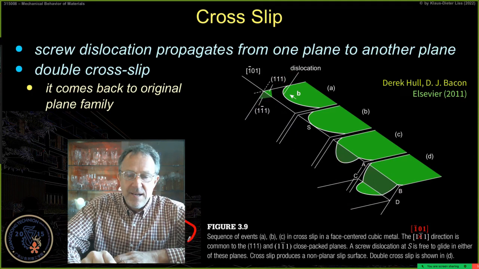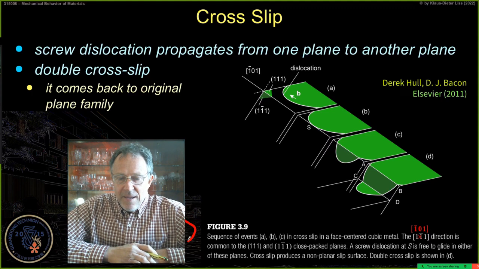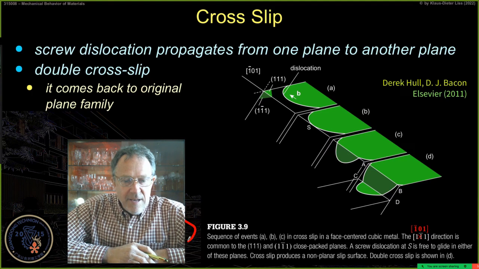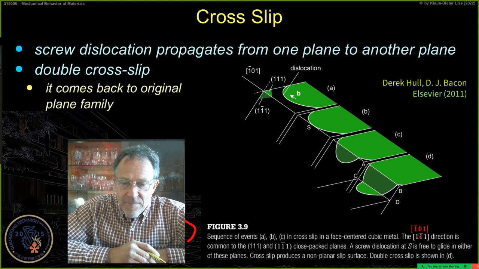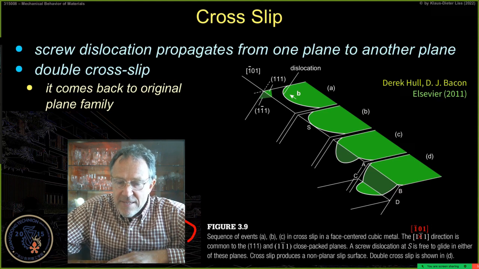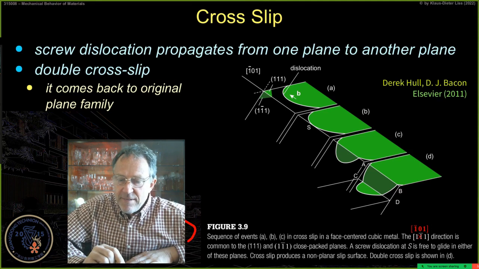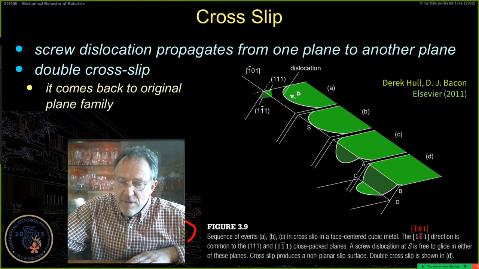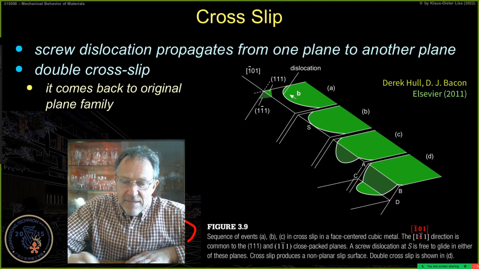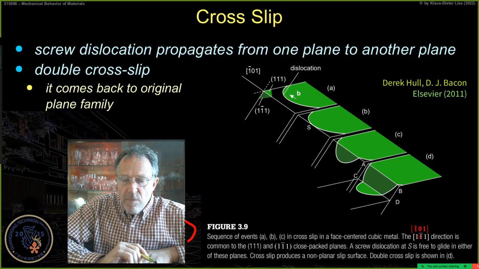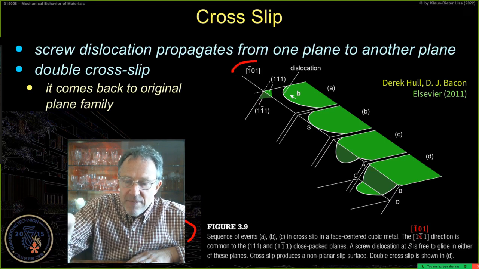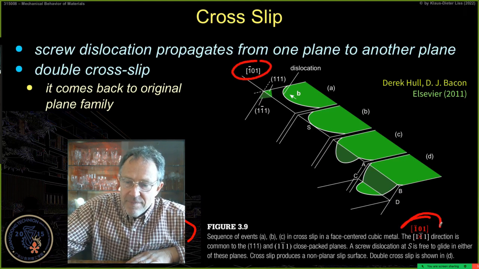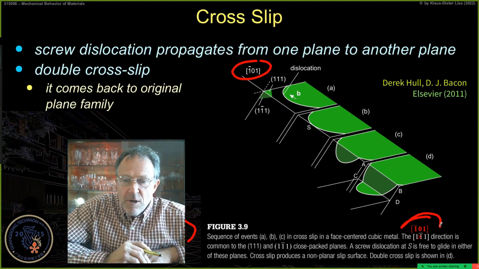Right, so again, here's figure 3.9 from this textbook on dislocations. The sequence of events A, B, C in cross slip in the face-centered cubic material. The -1, 0, 1 direction is common to the two close-packed planes. So this line here is common to both planes.